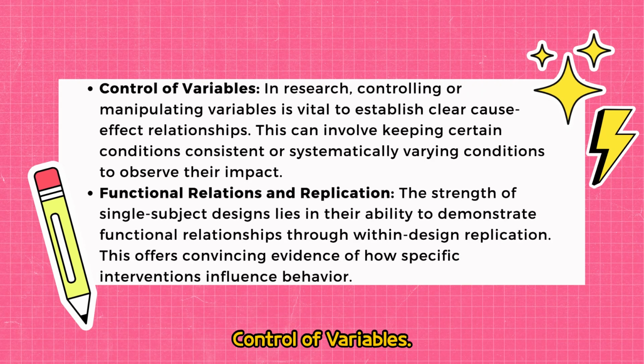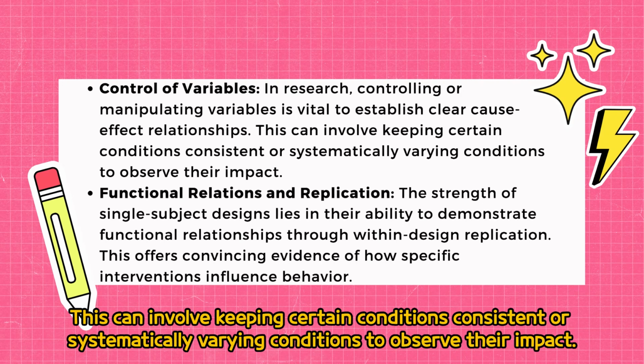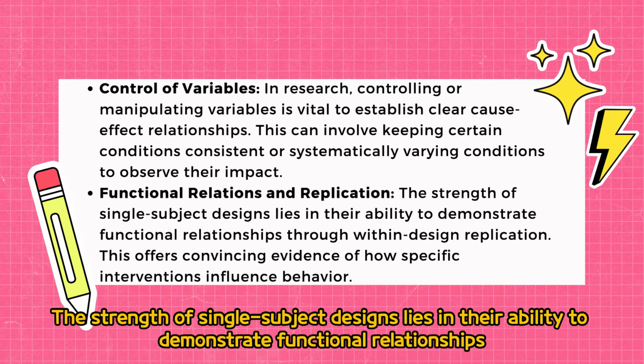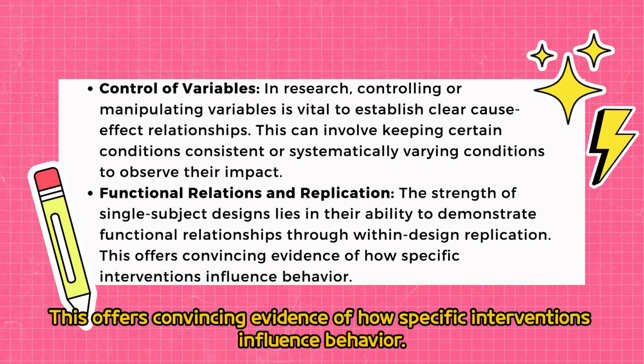Control of variables. In research, controlling or manipulating variables is vital to establish clear cause-effect relationships. This can involve keeping certain conditions consistent or systematically varying conditions to observe their impact. Functional relations and replication. The strength of single-subject designs lies in their ability to demonstrate functional relationships through within-design replication. This offers convincing evidence of how specific interventions influence behavior.